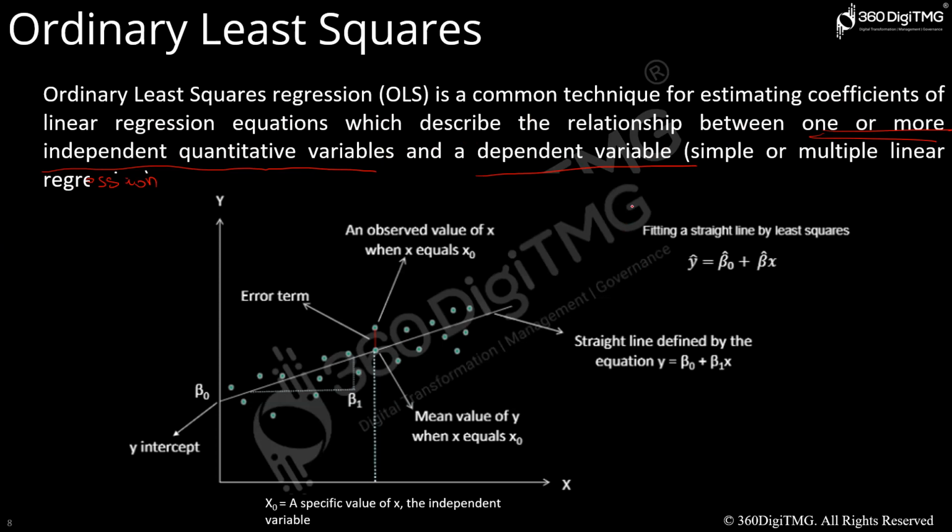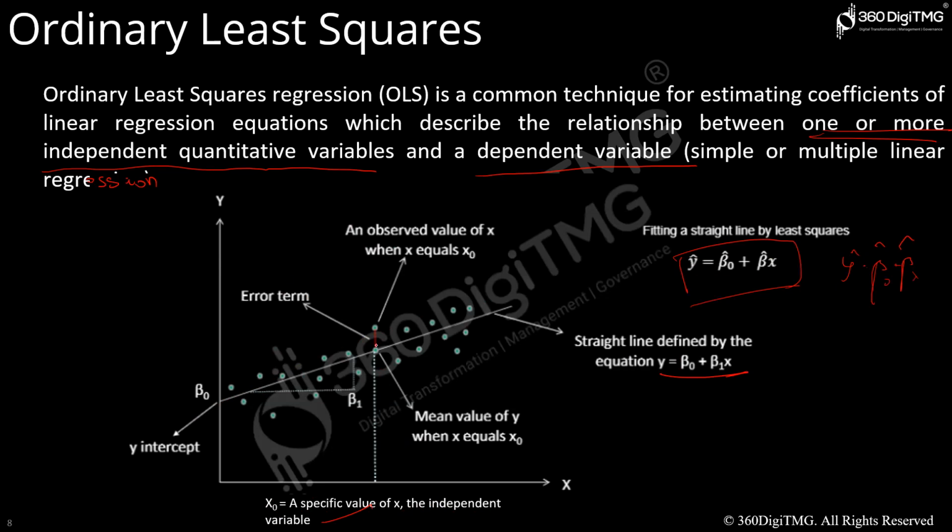So we can see fitting a straight line by least square is you do this formula. Y cap is equal to beta naught cap plus beta 1 x cap. And the straight line here is y is equal to b naught plus b1x. And x naught is a specific value of x, the independent variable.